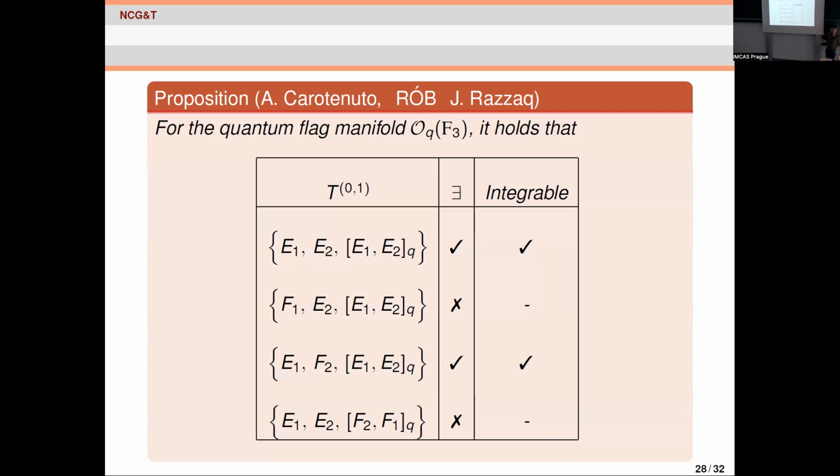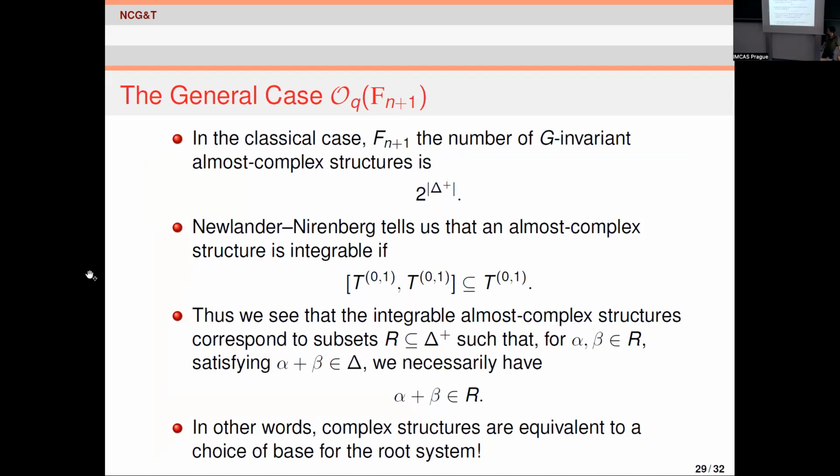Then the natural thing is, what if we go up and see what happens? The calculations become more complicated, and that's why we haven't really gone there yet. But there's a number of things that we can conclude without actually having to do the calculations, just using some representation theory and a couple of tricks. As I said earlier on, in the classical case, the number of G-invariant almost complex structures is 2 to the power of the number of positive roots.